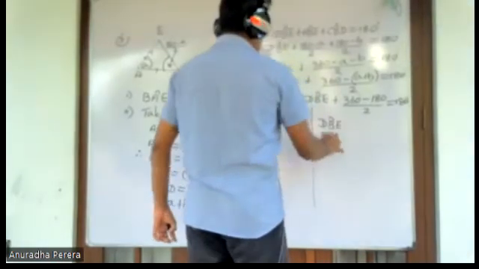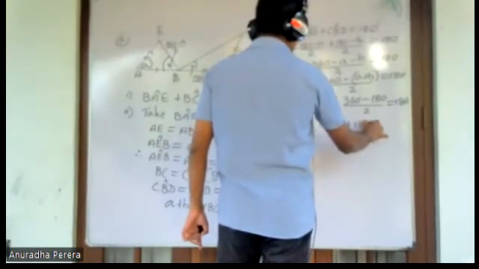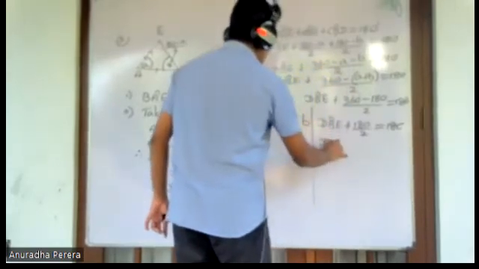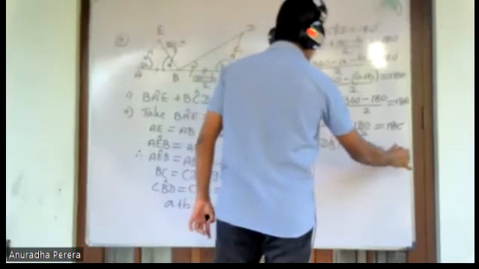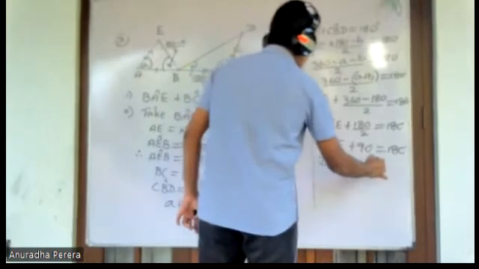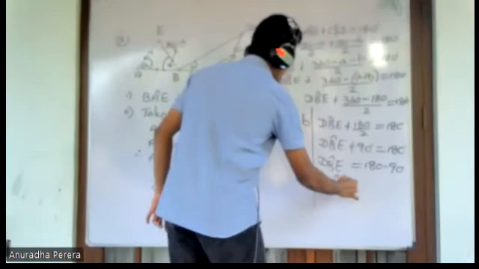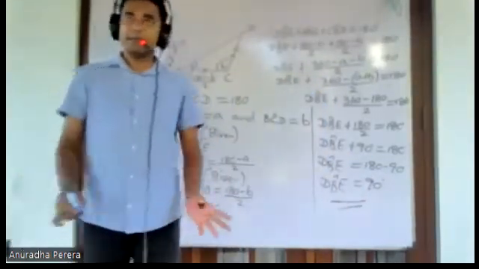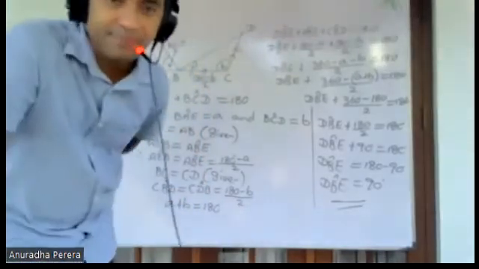DBE, subtracting, this one is 180, and 180 over 2 is 90. So DBE plus 90 equals 180. Then DBE is 180 minus 90. You can obtain the answer. DBE is 90 degrees. It goes a bit long but you can do it. Any question?